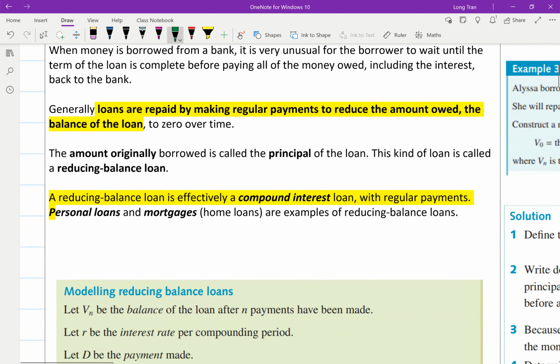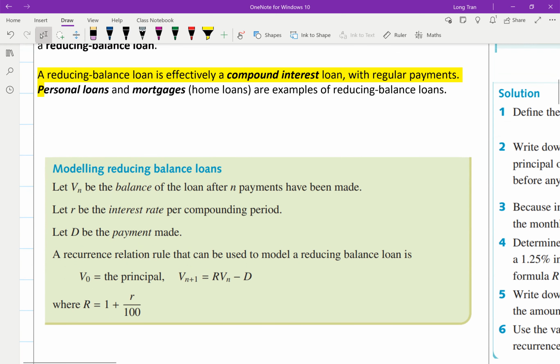When you're talking about a reducing balance loan, that's what 9A was trying to teach you. This is a recurrence model. This is how much you borrowed. This is the interest. R times VN will work out the interest added to the total, plus total, right? What's the minus D? That's you paying them back.